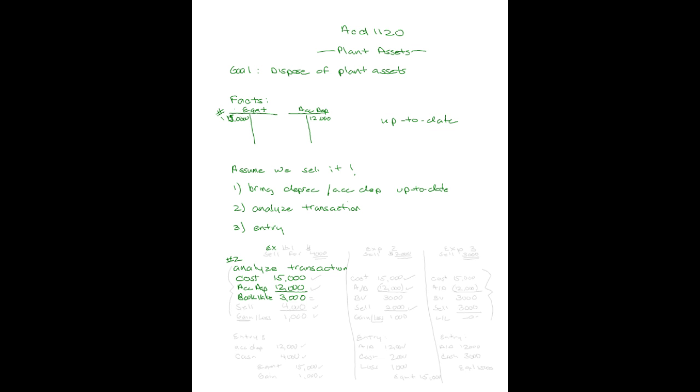In our example number one, let's assume we sell this asset for $4,000. So you have a book value of $3,000, and you sell it for $4,000. Does that seem like a gain or a loss to you? If you have $3,000 tied up in something and you're able to sell it for $4,000, you have a gain of $1,000. Let's make that entry.